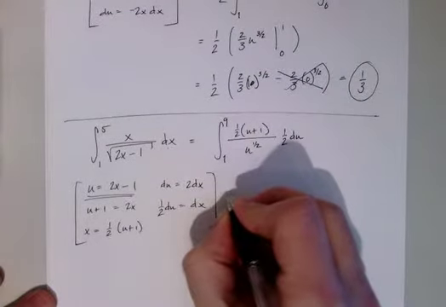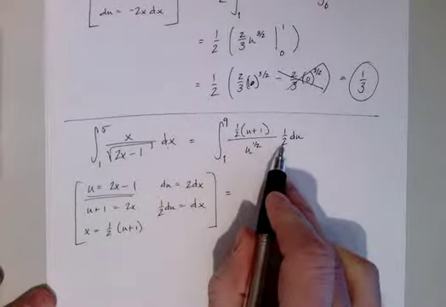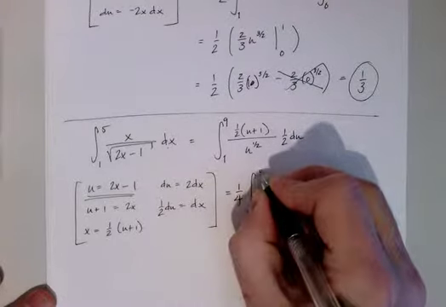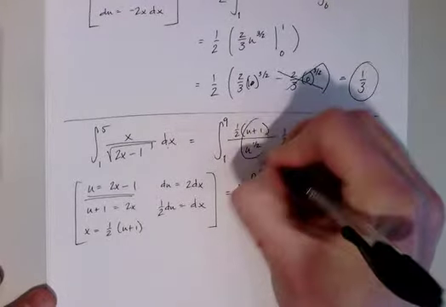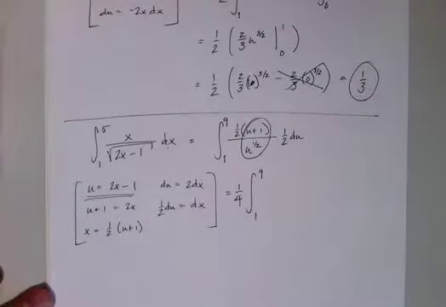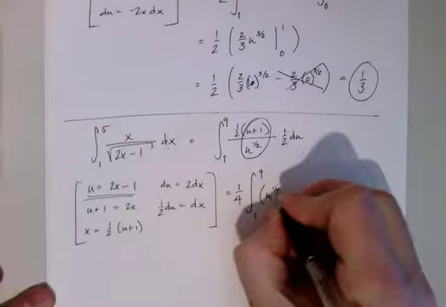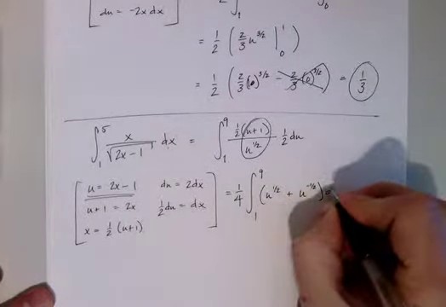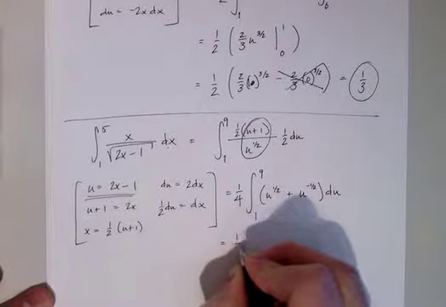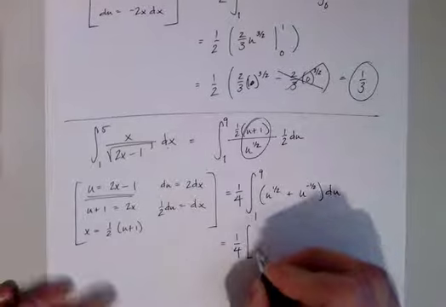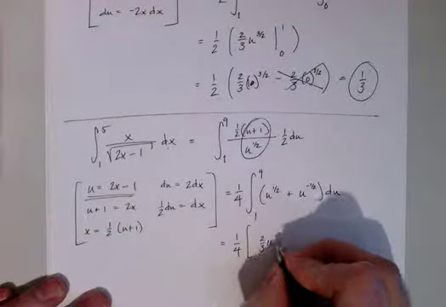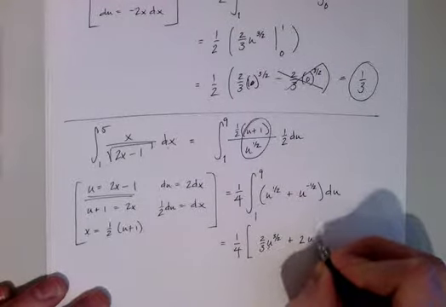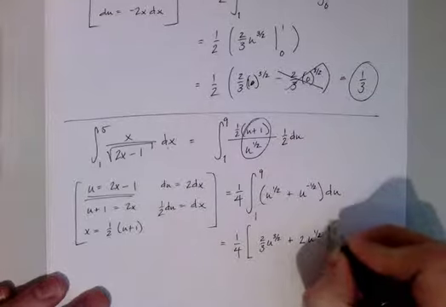Okay. Well, now we're going to take this 1/2 and this 1/2, and we'll pull both out in front. And then we just need to simplify this rational expression that has a monomial denominator. We have u to the 1/2 plus u to the negative 1/2 du. So that winds up being 1/4 times 2/3 u to the 3/2 plus 2 u to the 1/2. And we're going to evaluate that from 1 to 9.